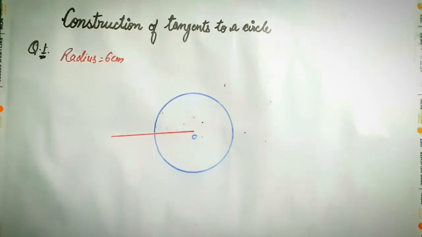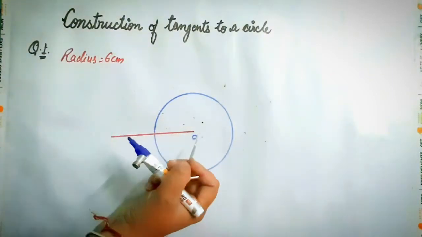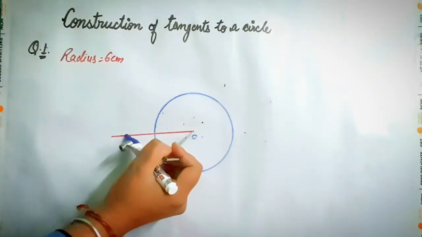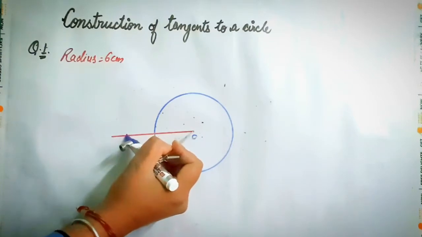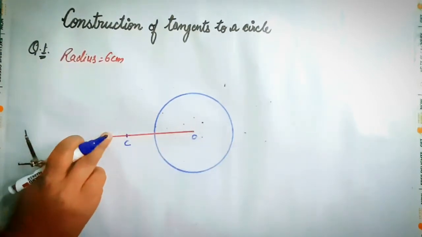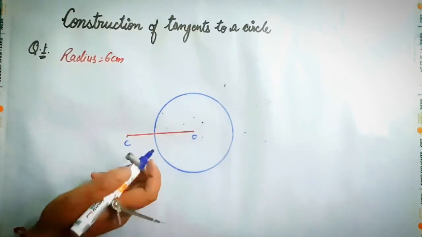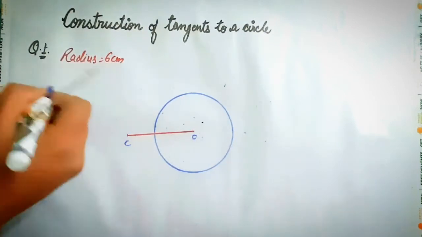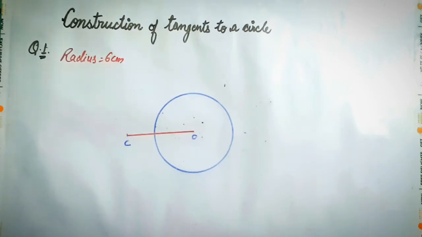Now open your compass equals to 10 cm, place on O and mark a point 10 cm away from it. So if the point is C, it will be 10 cm. Erase the remaining part. This point C is 10 cm away from the center. Now we need to find out the point of contact.